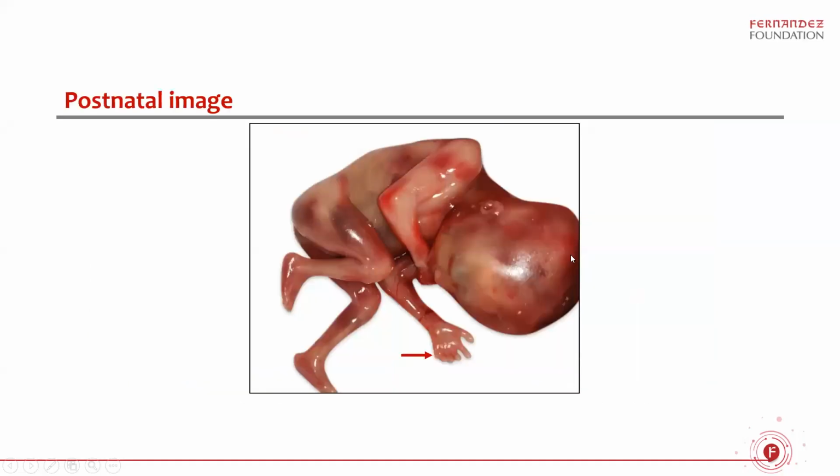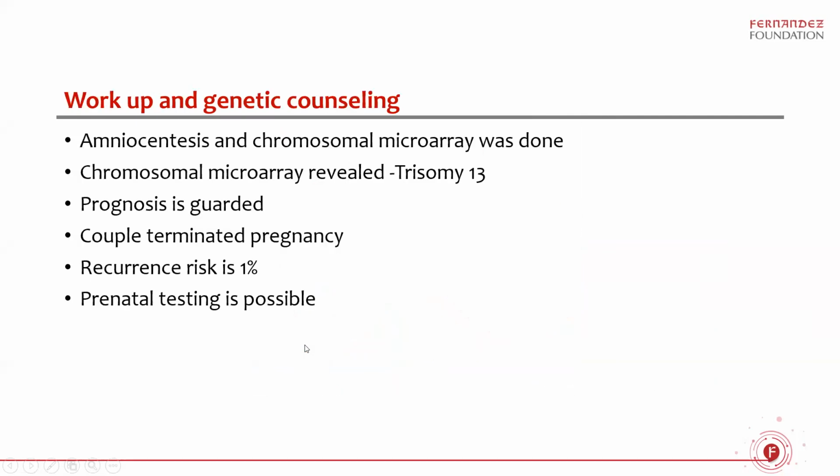Postnatally, they were counseled for fetal autopsy also, but they were not willing, so they were advised to at least send the photo of the fetus post delivery, and they have sent the photo. We can see that there is micrognathia and there is postaxial polydactyly. This hand we could not see, but there is no postaxial polydactyly in the feet. So the workup was done.